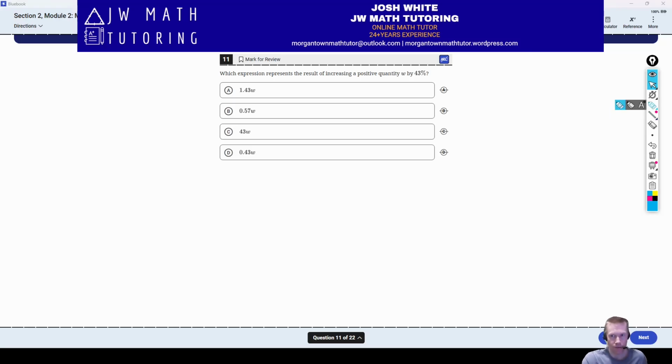Next up, we have question number 11. So here we are increasing a positive quantity of value by 43%. Okay? And W is what we're starting with, so which of these represents increasing it by 43%?